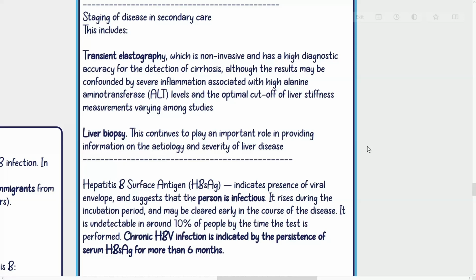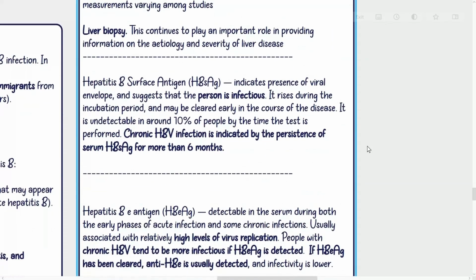Hepatitis B surface antigen, HBsAg, indicates presence of viral envelope and suggests that the person is infectious. It rises during the incubation period and may be cleared early in the course of the disease. It is undetectable in around 10% of people by the time the test is performed. Chronic HBV infection is indicated by the persistence of serum HBsAg for more than 6 months.